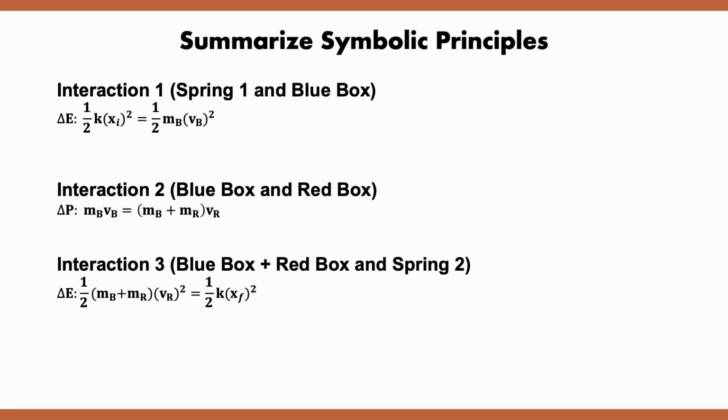From the previous few slides, we can summarize each of the equations from the three interactions. In the first interaction, we know the change in energy is zero, giving us 1/2 times k times xi squared equals 1/2 times mb times vb squared. From the second interaction, the change in momentum is zero, which results in mb times vb equals mb plus mr together times vr. Finally, in the third interaction, the change in energy is again zero, giving 1/2 times mb plus mr together times vr squared equals 1/2 times k times xf squared. These three sets of equations share certain variables, allowing us to solve for xf.